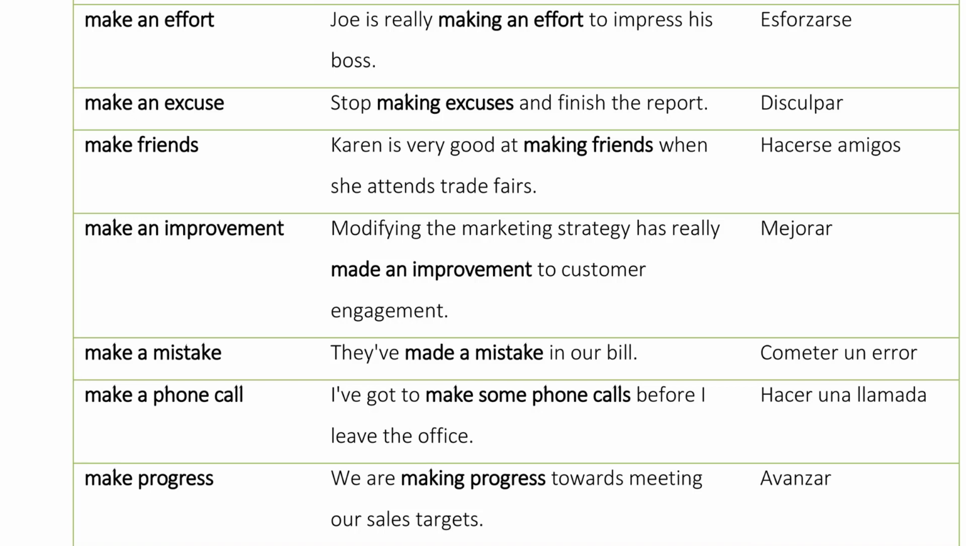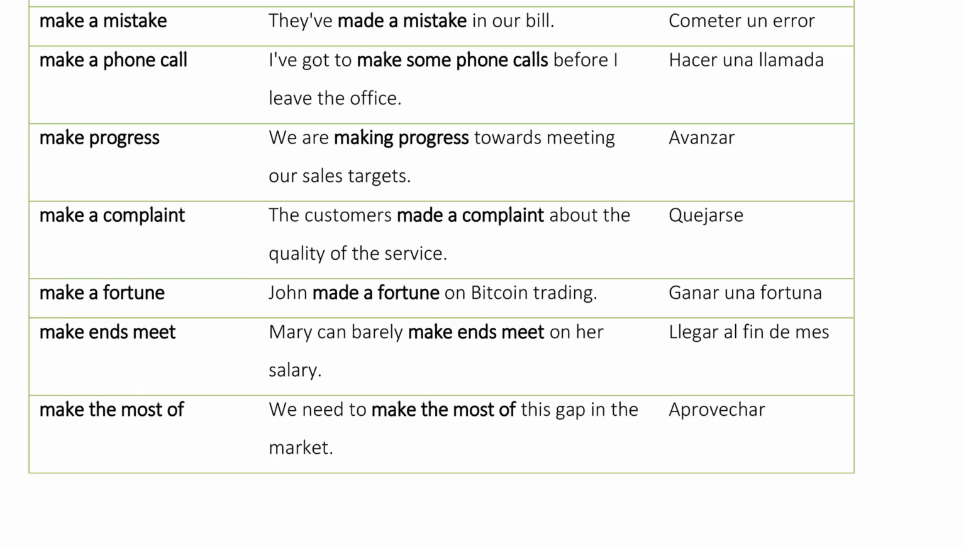Hacer una llamada. Make progress. We are making progress towards meeting our sales targets, okay? This is avanzar, okay? And make a complaint. The customers made a complaint about the quality of the service, okay? That's quejarse.